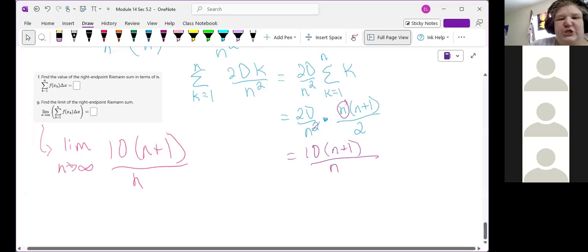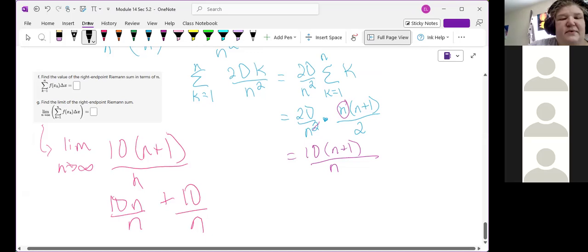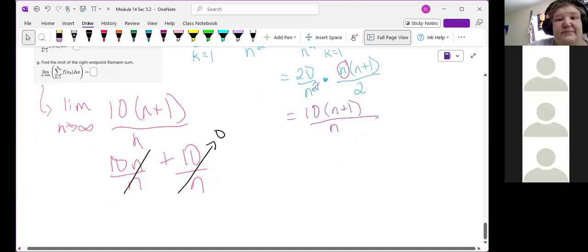But we could also distribute and split the fraction. So 10n plus 10 over n, and over n. This will go to 0. This, the n's cancel out, and we just get the same 10.